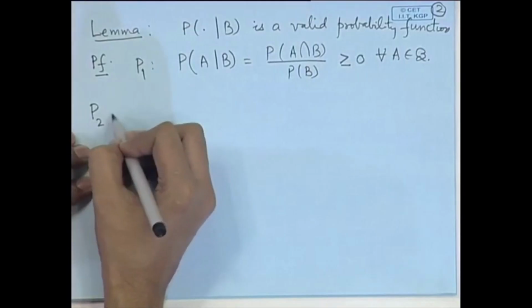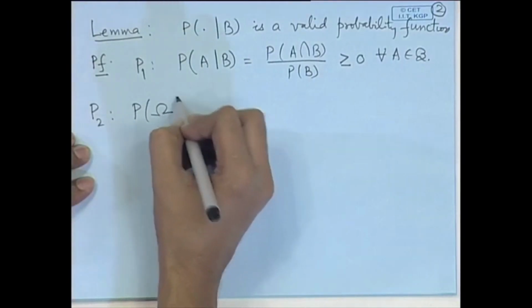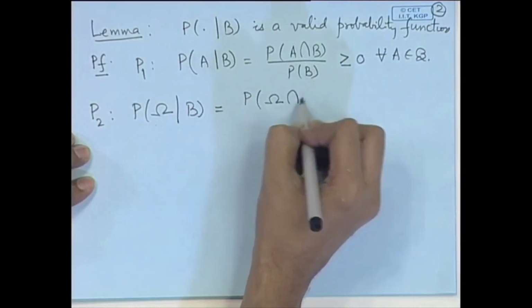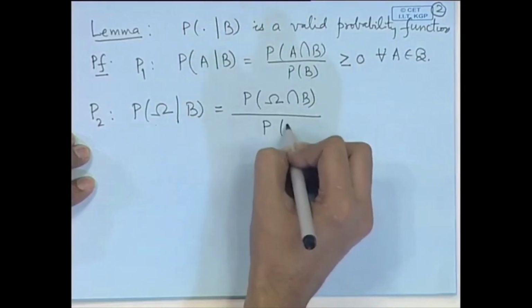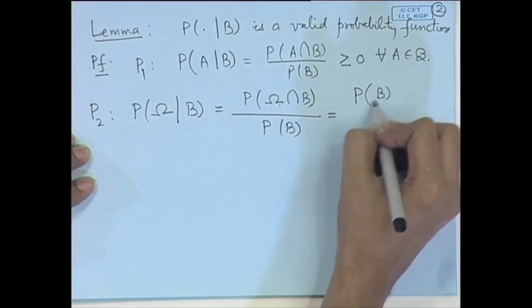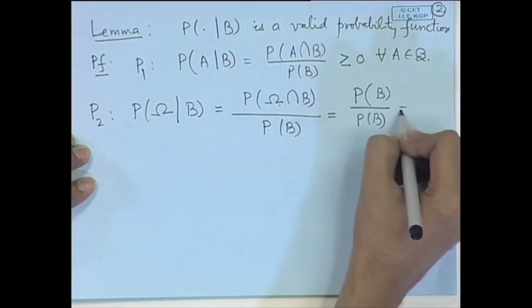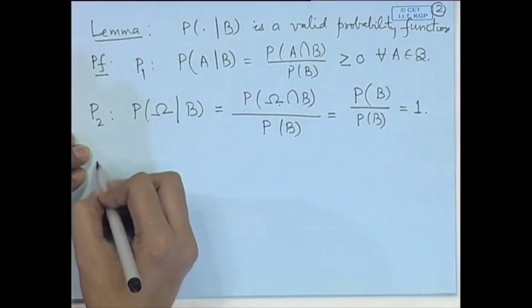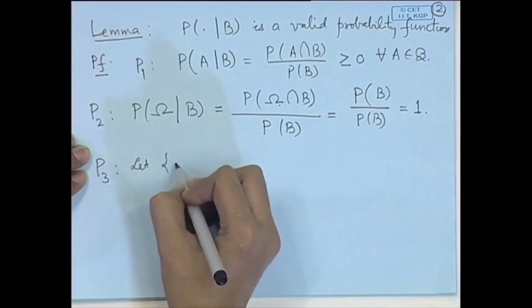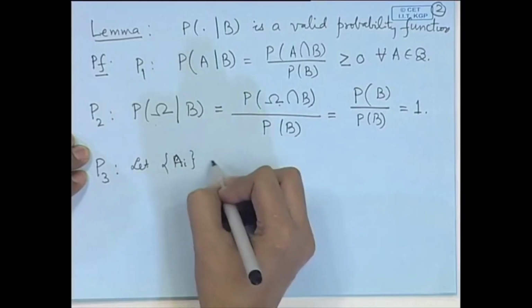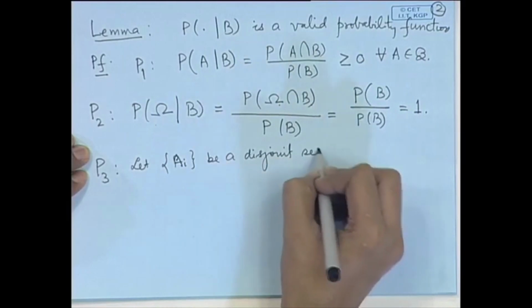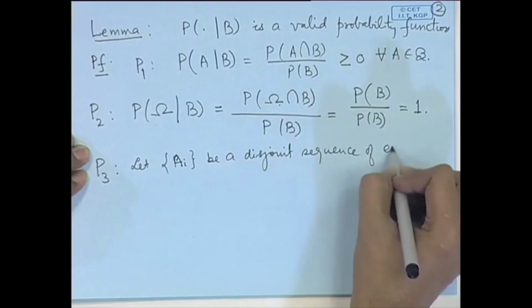Let us look at the second axiom, P(Omega given B). This is equal to P(Omega intersection B) divided by P(B). Now, note that B is a subset of Omega, therefore the numerator will be P(B) divided by P(B), and therefore it is equal to 1. The third axiom is the countable additivity axiom. So, let us consider A_i to be a disjoint sequence of events.